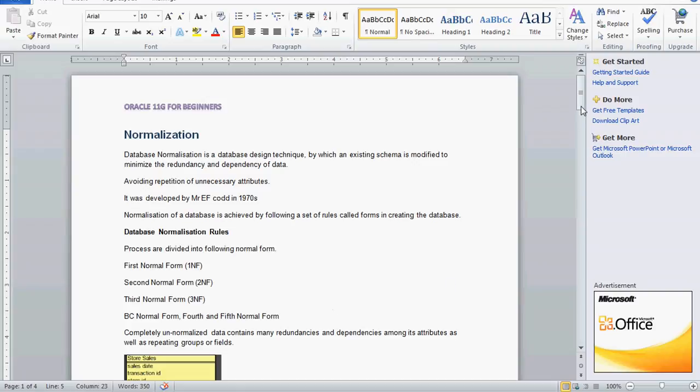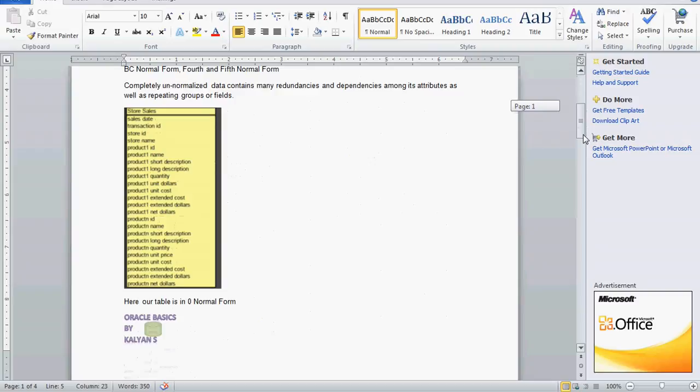Now we are going to see one example to describe this normalization. Here there is one table available with us. Here it is in zero normal form, that means before normalization. It is completely unnormalized, and it contains many redundancies and dependencies among its attributes as well as repeating groups and fields. By seeing it, you can easily identify: product ID, product name, description, the same group is getting repeated over here.